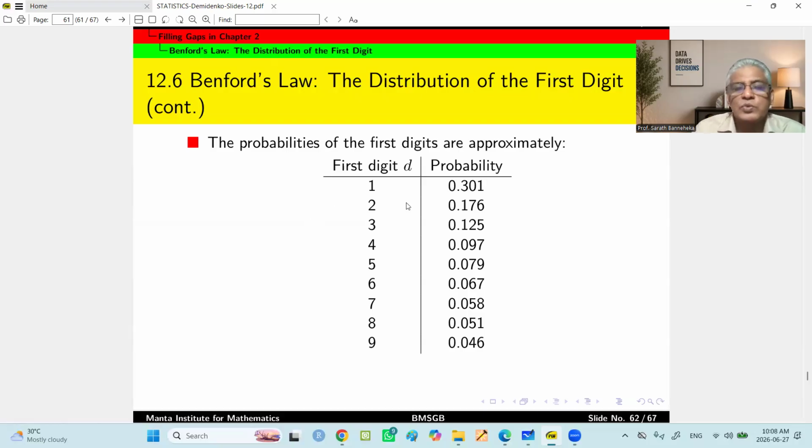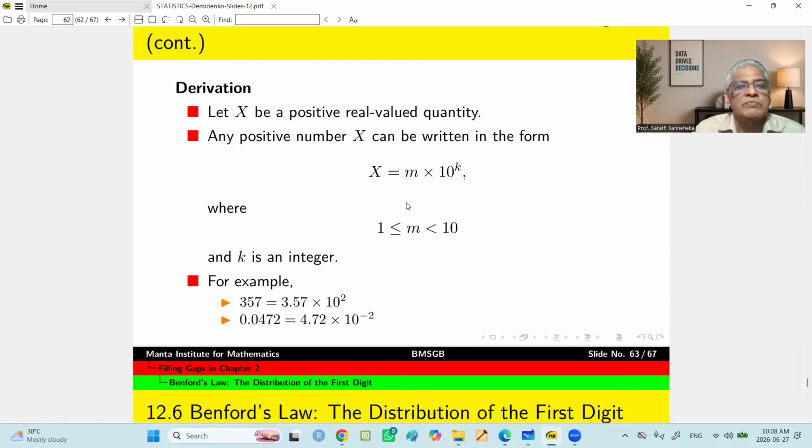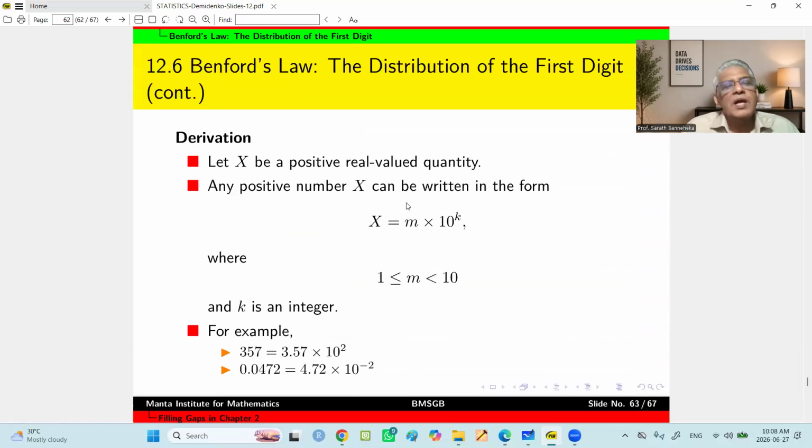So let's now see how to derive this equation. It's an interesting derivation. Let capital X be a positive real valued quantity. Any such number, any positive real number, can be written in this form, m times 10 to the power of some k, where this m is between 1 and 10, inclusive of those two numbers, right?